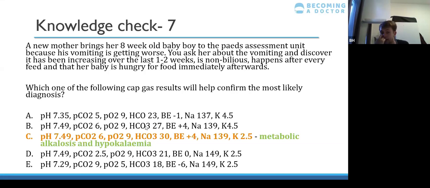And then we look at our other electrolytes. Remember, we can get hyponatremia, hypokalemia, and hypochloremia. Sometimes the sodium is normal because we talked about how we get a good endocrinological response to the low sodium in terms of the renin-angiotensin system. So sometimes it's corrected, but the hypokalemia is less likely to be corrected. So we're likely to have a low potassium, which is C. So C is the answer: metabolic alkalosis and hypokalemia. Remember that hypokalemia is important because that's what keeps us alkalotic.